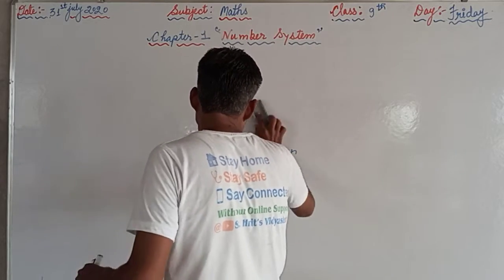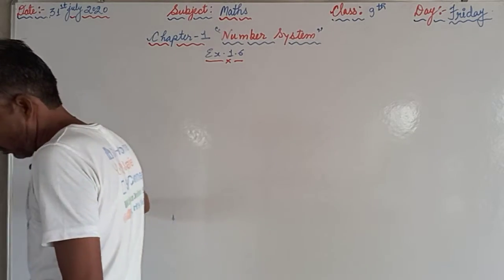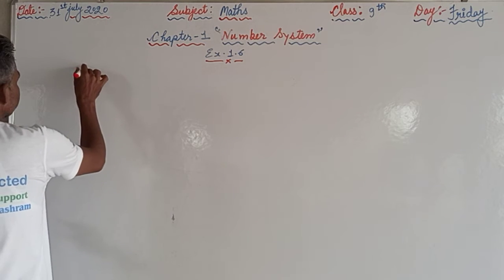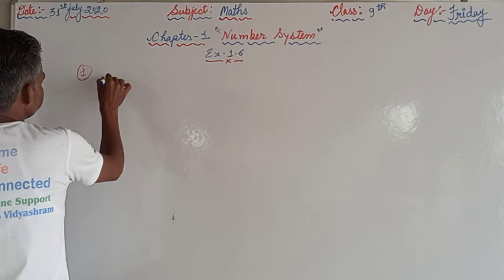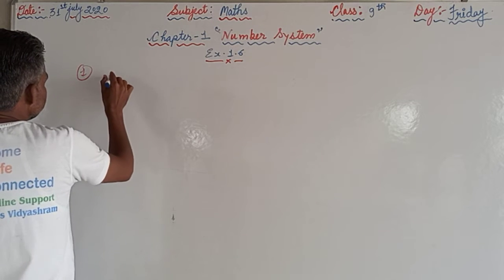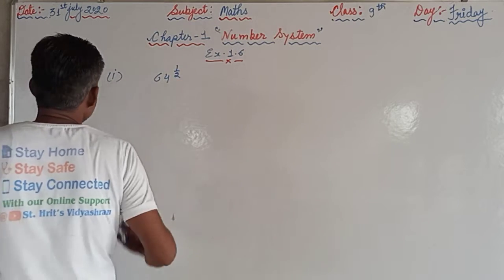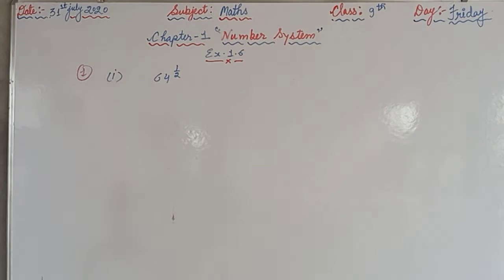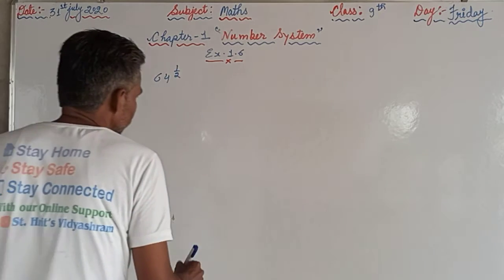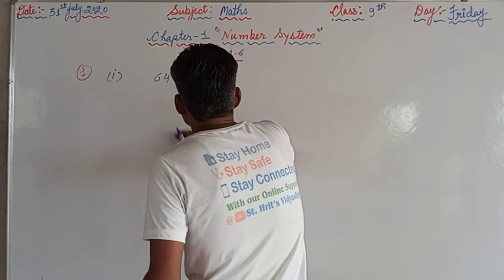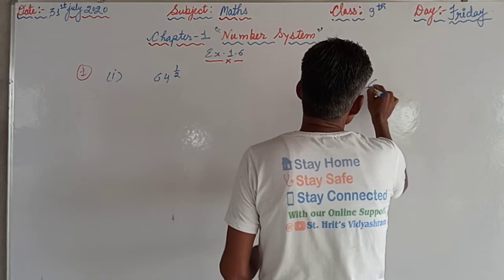in which we are supposed to find the values of some of the numbers given in the exponential form. Suppose the first question and the first part is 64 raised to power 1 upon 2. So first of all we are supposed to find the prime factorization form of 64.